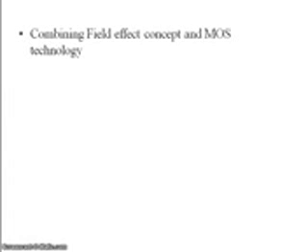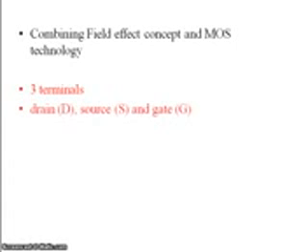Good morning. Today in this session we are going to discuss the constructional features and the characteristics of a power MOSFET. So what is a power MOSFET? A power MOSFET is a switching device that combines the field effect concept and the MOS technology. It has three terminals: drain, source and gate.